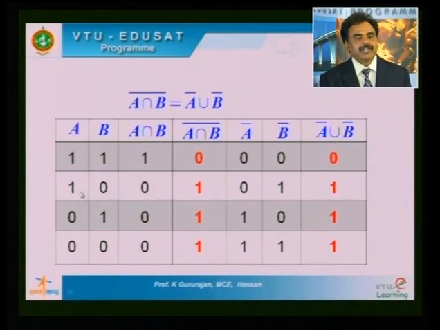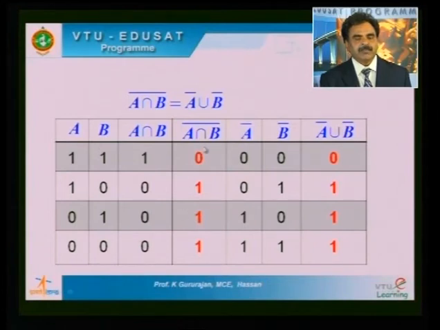Therefore, there is no way x will belong to A intersection B. So, we will put the number 0. The same reason I can give for writing 0 here. Now the last one says when x is not in A and it is not in B, it cannot be expected to figure in A intersection B. So therefore, we will put the number 0 here.